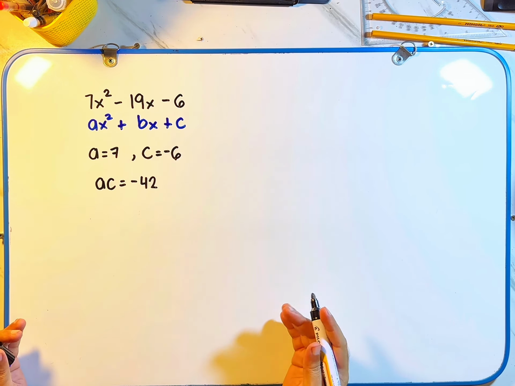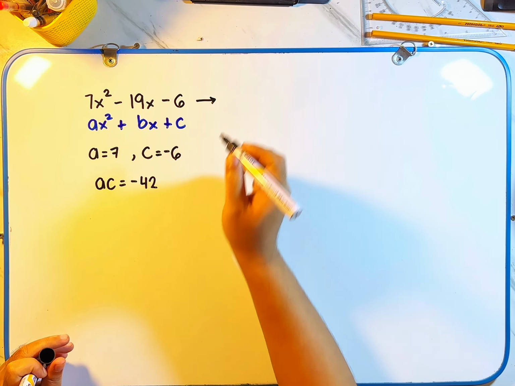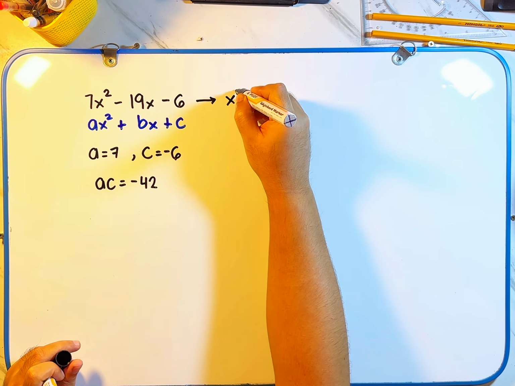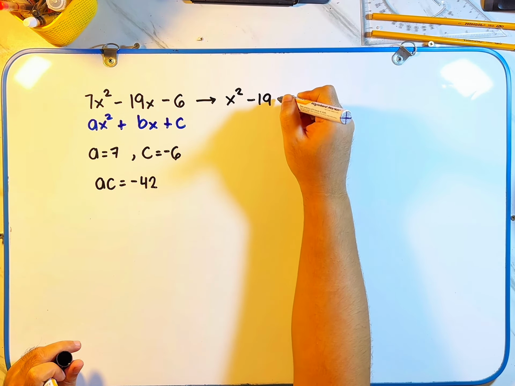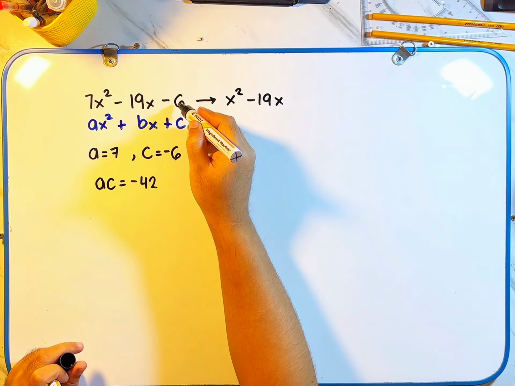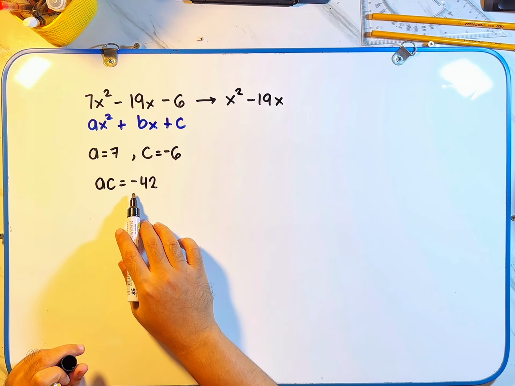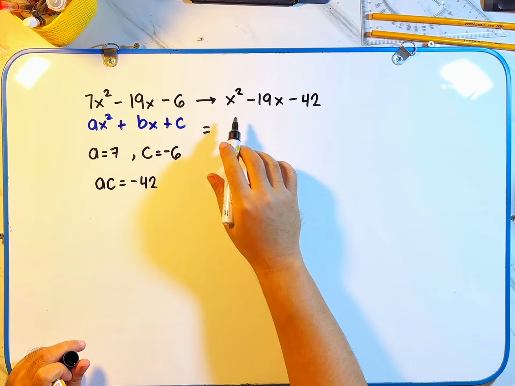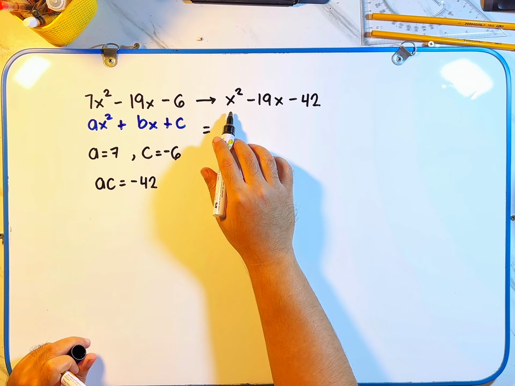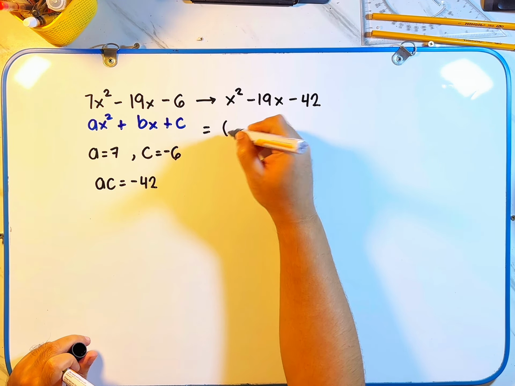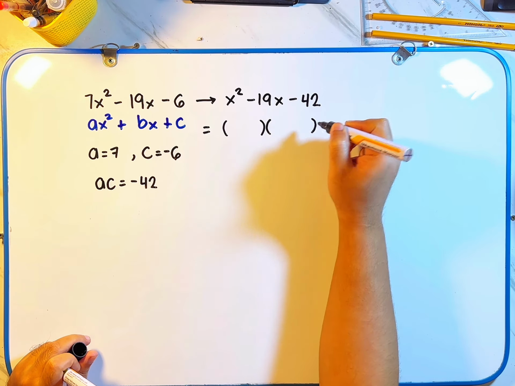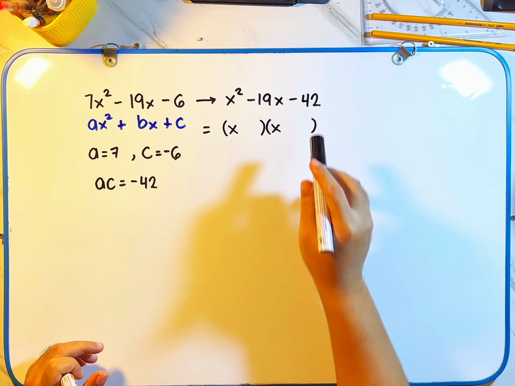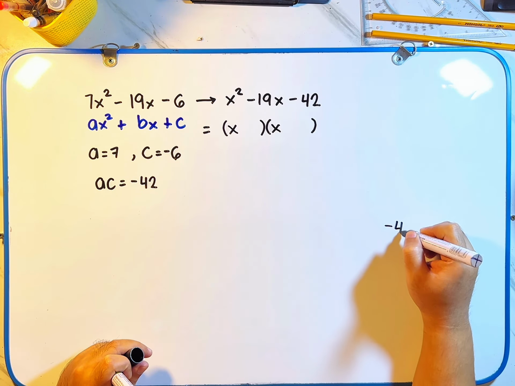Alright, so in this solution, the next step is to rewrite. First, the leading coefficient 7, let's remove that. So we have x squared and then minus 19x. And the constant term, negative 6, let's replace it with ac instead, negative 42. Take note, this is now a quadratic trinomial in the form x squared plus bx plus c. So the factored form is the product of two binomials wherein the first terms are x. Next, the constant term, negative 42, let us write here, minus 42.